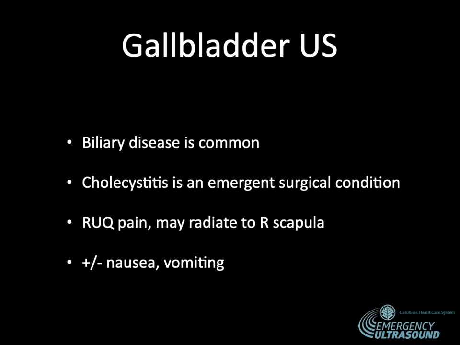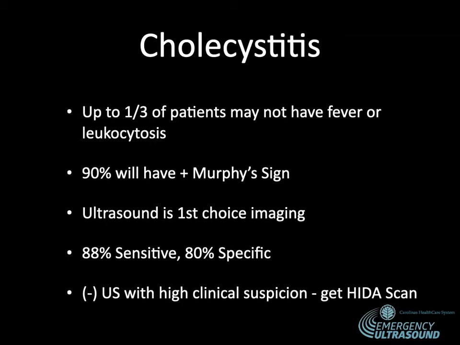When we're talking about right upper quadrant pain, your gallbladder pain, your biliary pain may radiate to the right scapula, and so sometimes patients will feel that first and they'll come in complaining of a nagging back pain, if you will. They may or may not have nausea or vomiting, so you have to maintain a high index of suspicion for gallbladder disease. For cholecystitis, up to 1/3 of patients may not have fever or leukocytosis. 90% though will have a positive Murphy's sign.